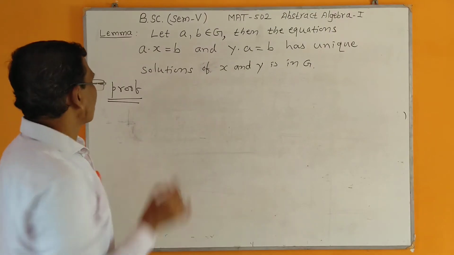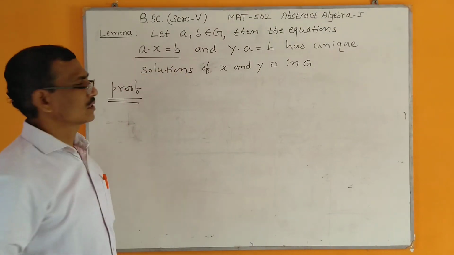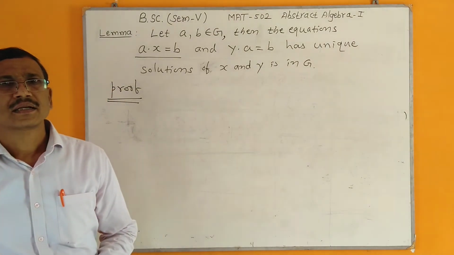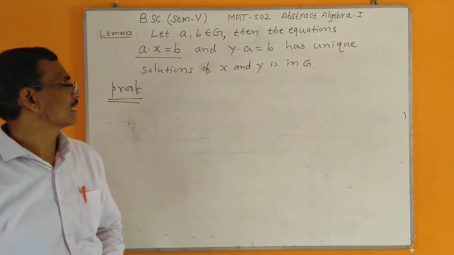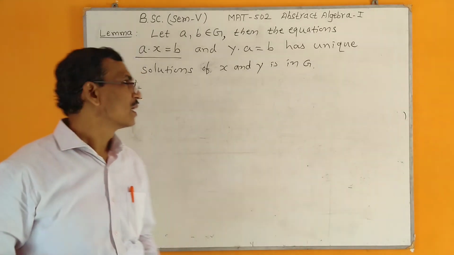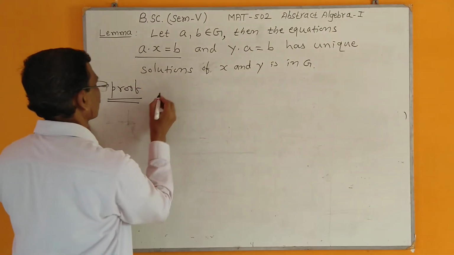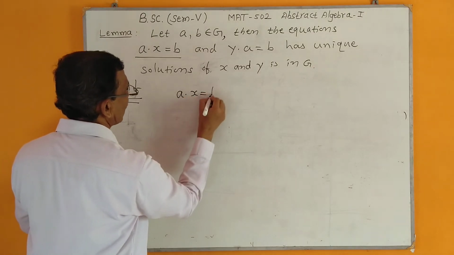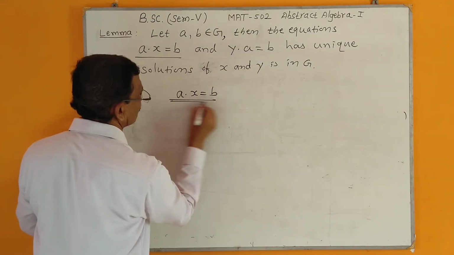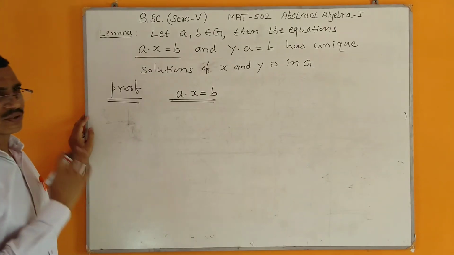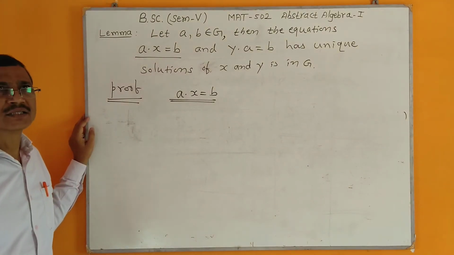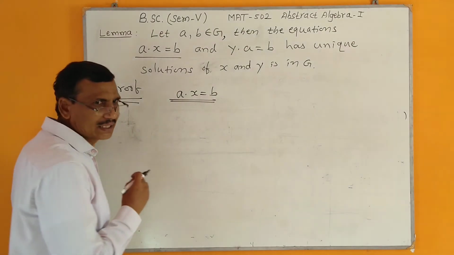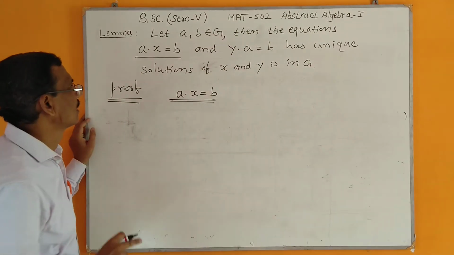There are two equations, the first being A dot X is equal to B. We have to prove that this equation has a unique solution for X in G. Consider the equation A dot X is equal to B at first. We first have to prove that this equation has a solution, which means existence. At first we shall prove this.